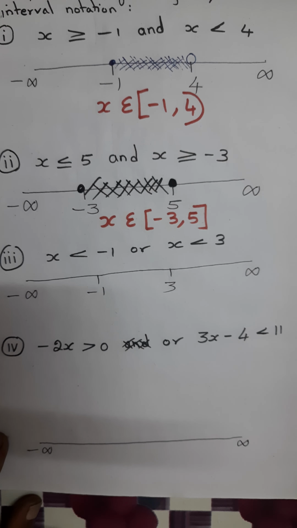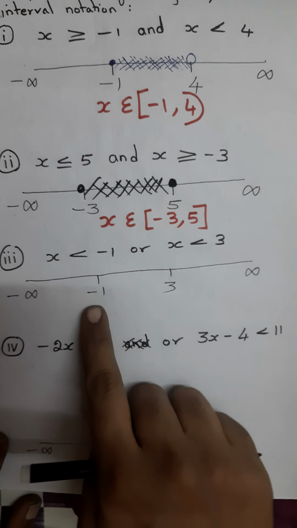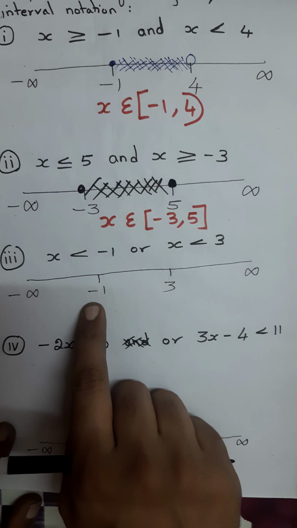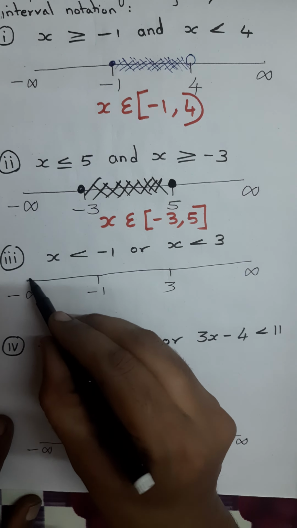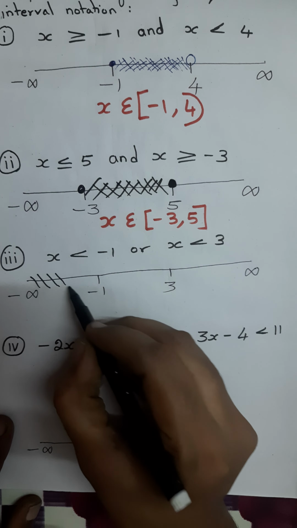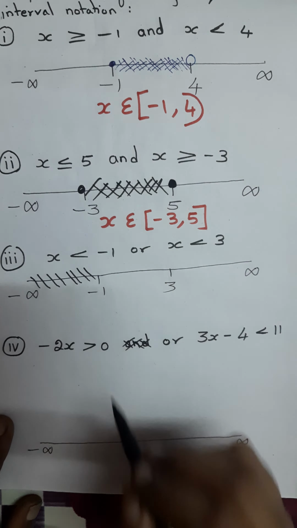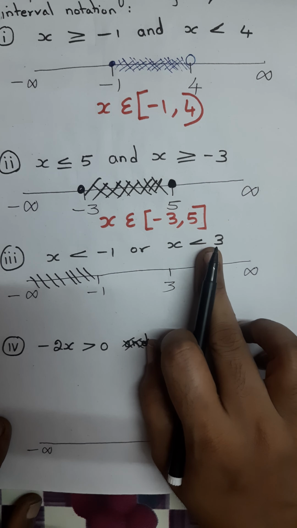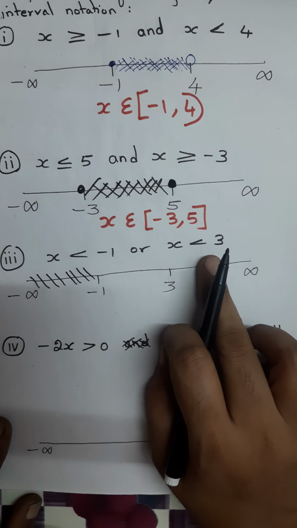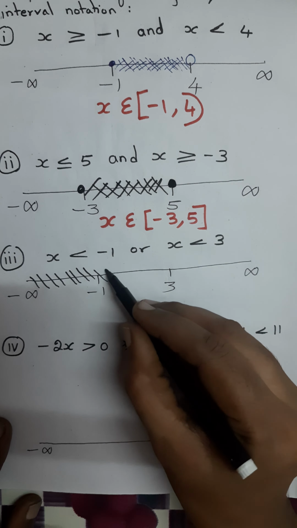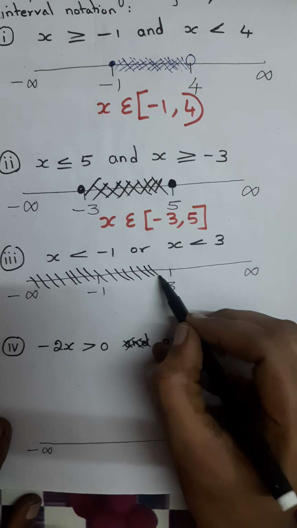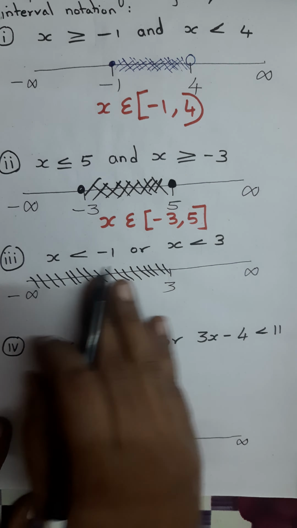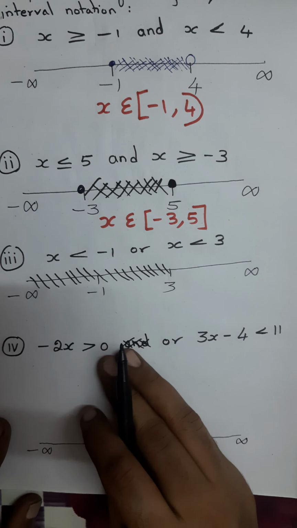Third subdivision: x is less than minus 1. So you have here minus 1, less than. I have to shade on the left side of the minus 1. Okay. x is less than 3. Here also less than, so I have to shade on the left side of the 3. If I shade the left side of the 3, it is covering all this region as well.